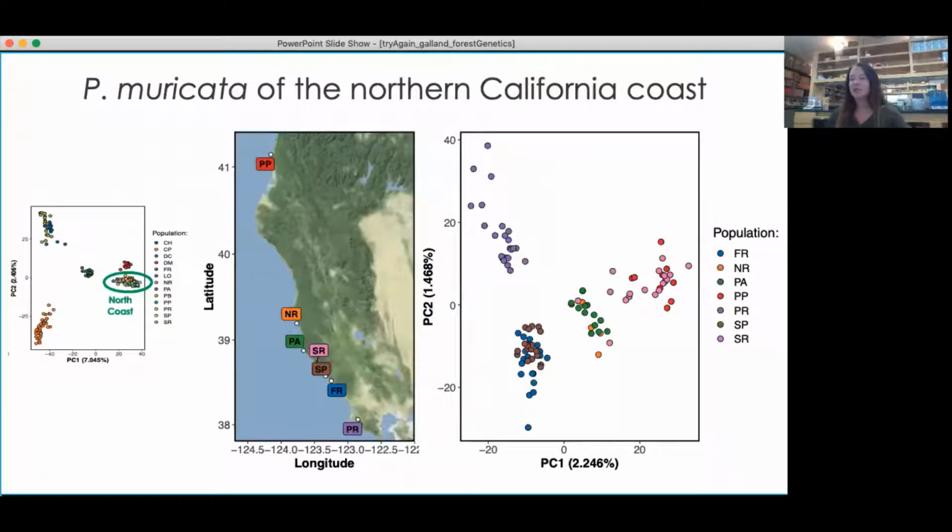So here I've analyzed the North Coast individuals independently, and we see some fine scale structuring across the landscape corresponding to a latitudinal pattern. In the south, we have this PR site constituting its own purple cloud in PC space.